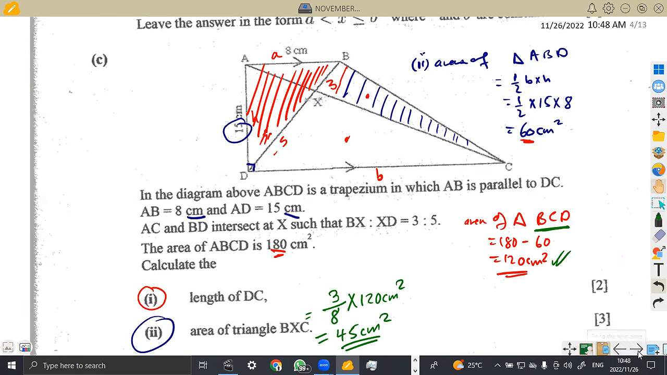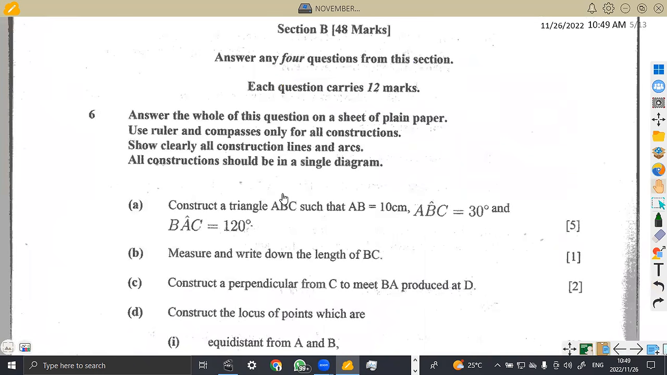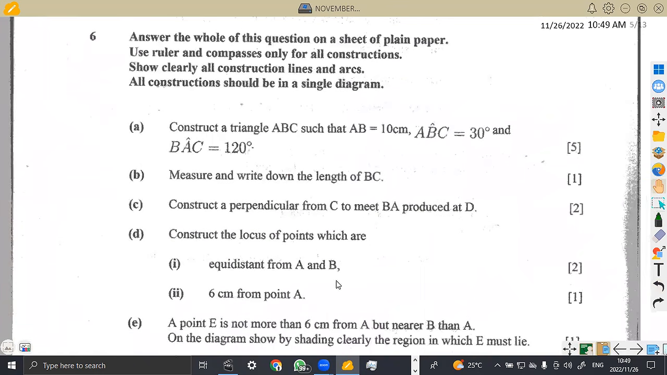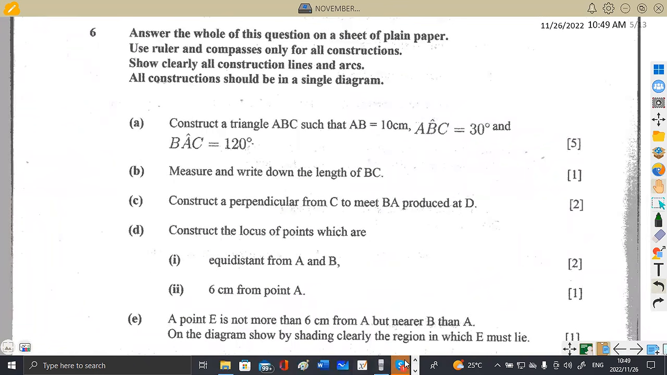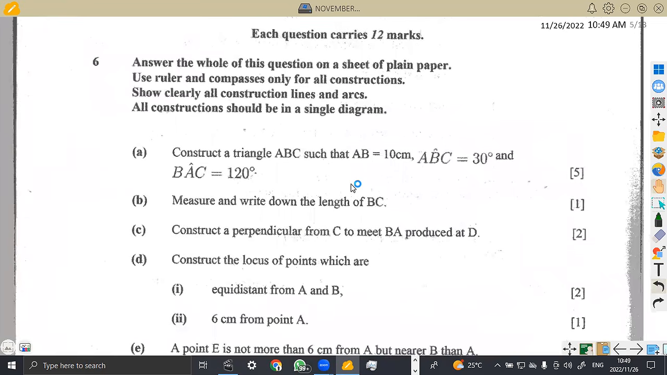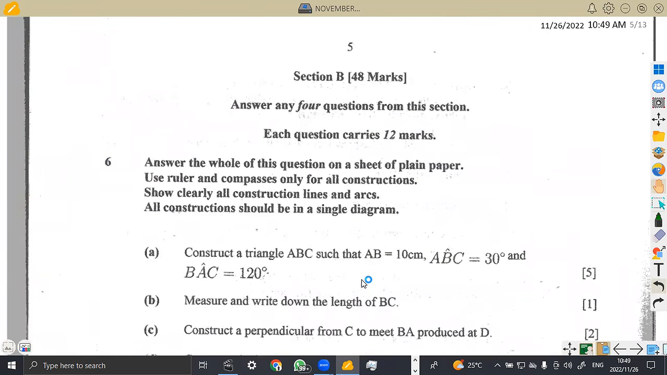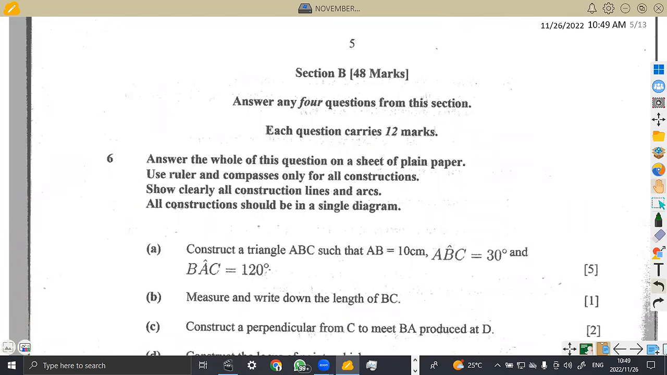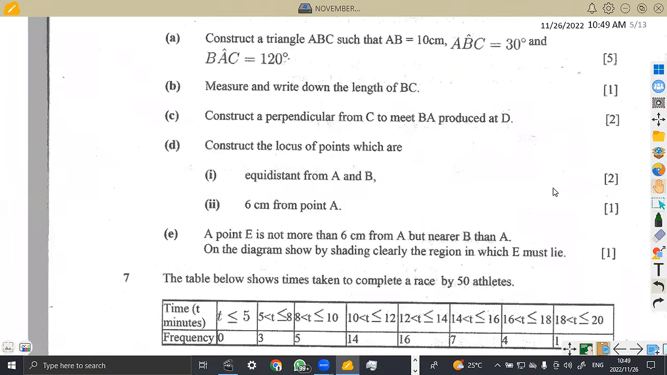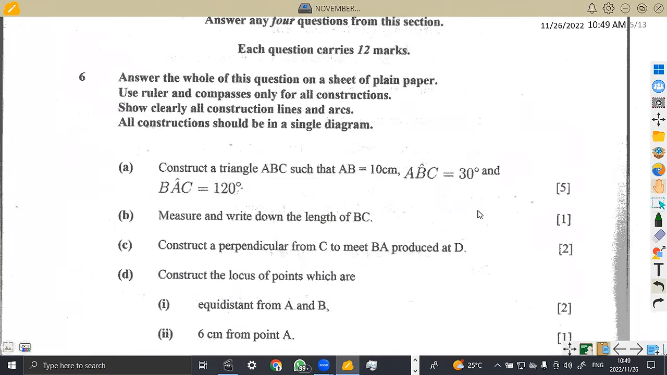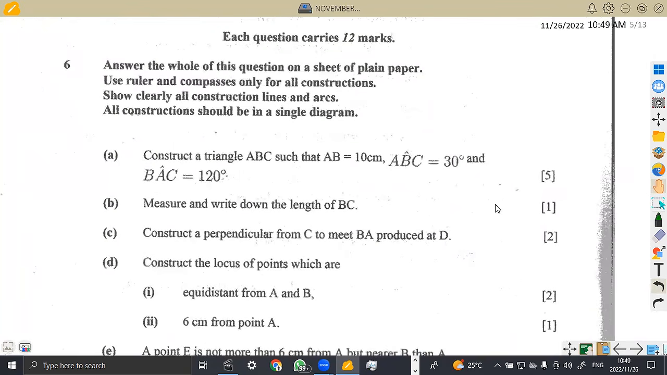Anyways, let's see the other part of the question that is now on construction, which is question number 6. That's our Section B. It was actually an advantage to have construction in Section B, because you can have all of these marks. So I'm just going to have our diagram aside.